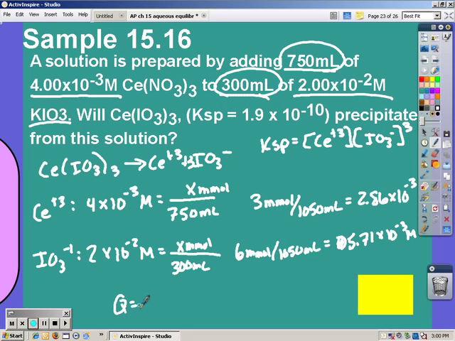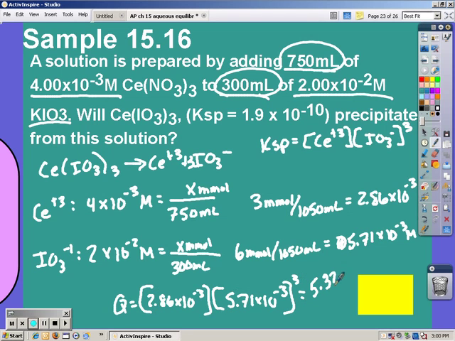Remember, Q and KSP are solved for the same way. So Q is equal to my cerium concentration times my iodate concentration to the third. So my Q is 5.32 times 10 to the negative 10th. Q is greater than KSP, so yes, a precipitate will form. And it will continue to form until the KSP and Q are equal.